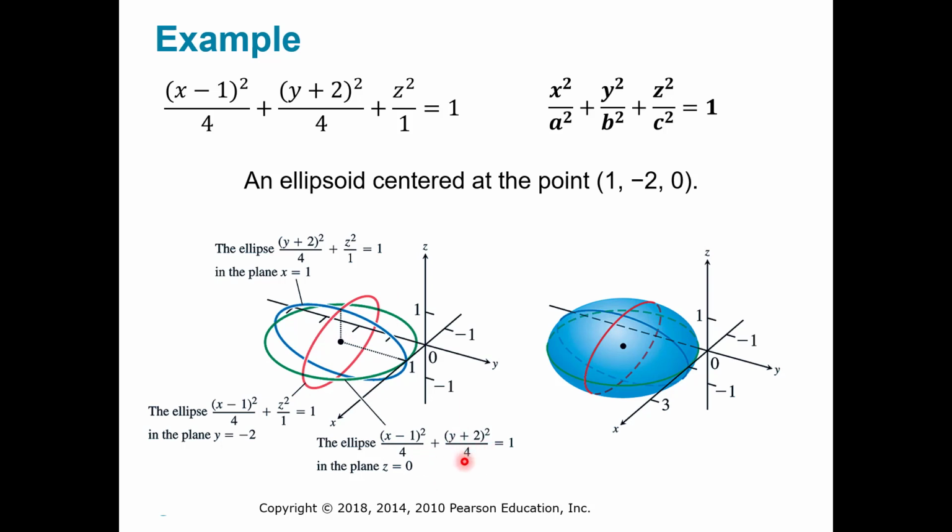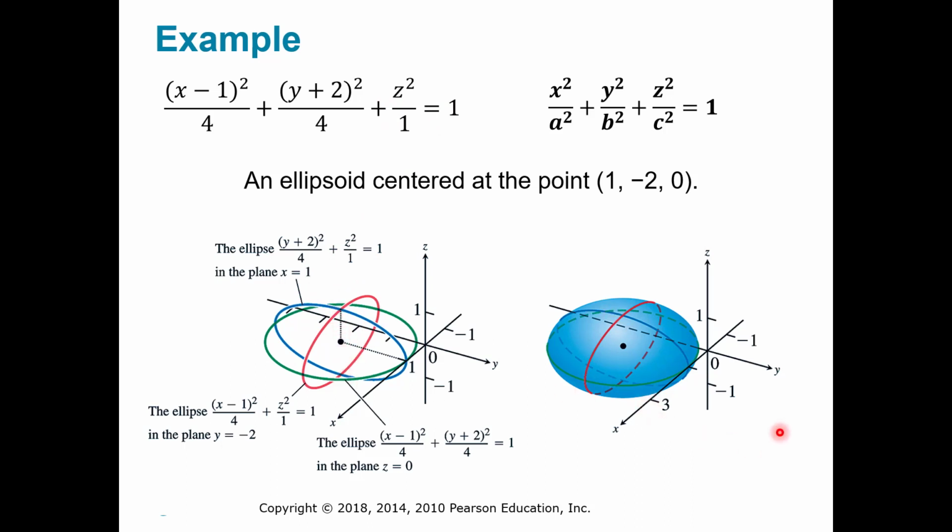Same thing for y, because this number under the y term is 2 squared. So in the y direction, you're going to move from the center 2 forward and 2 backward. And then underneath z was a 1 squared. So from the center, you're going to go up 1 and down 1. And that's one way to draw it.